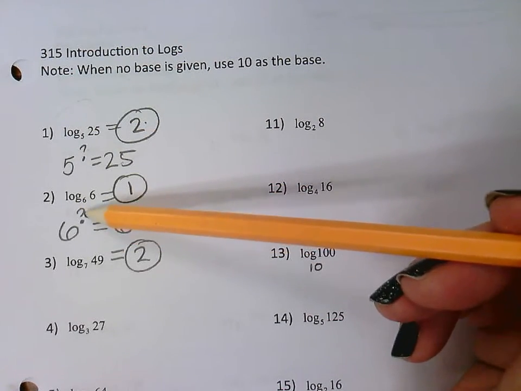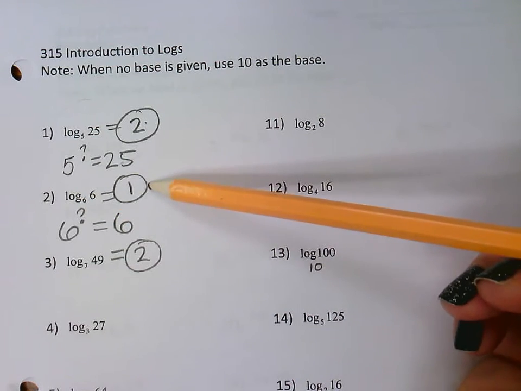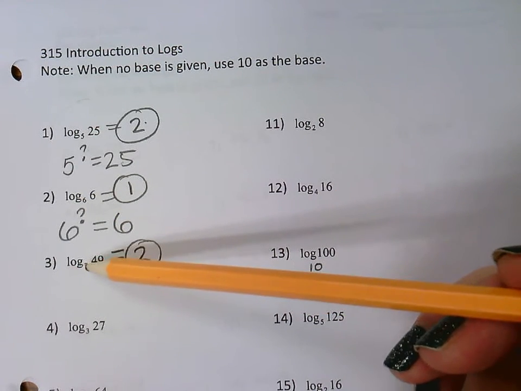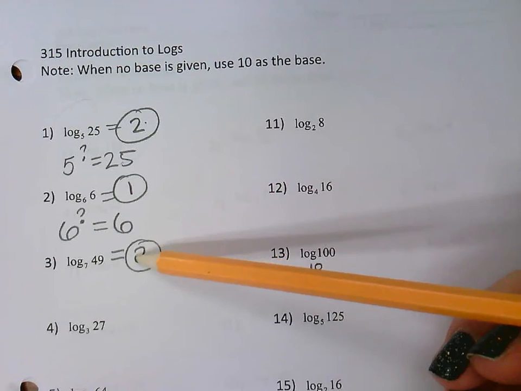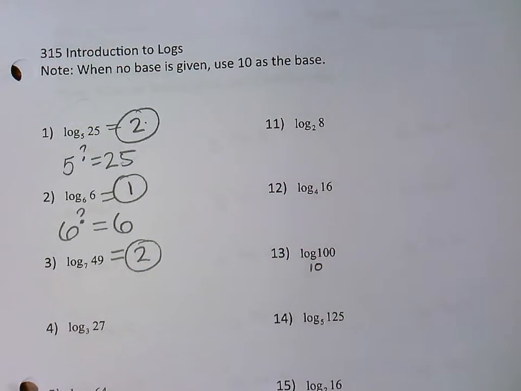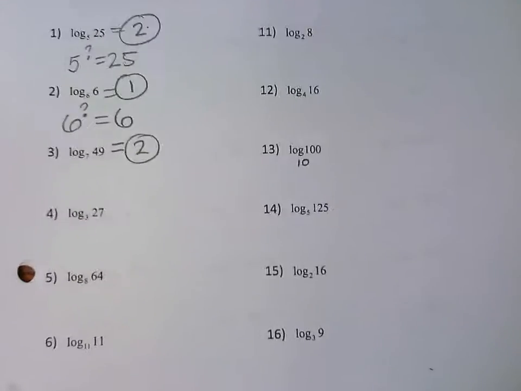6 to what power is 6? So the answer is 1. And 7 to what power is 49? So the answer is 2. So do you want to go through the answers now to the rest of them?